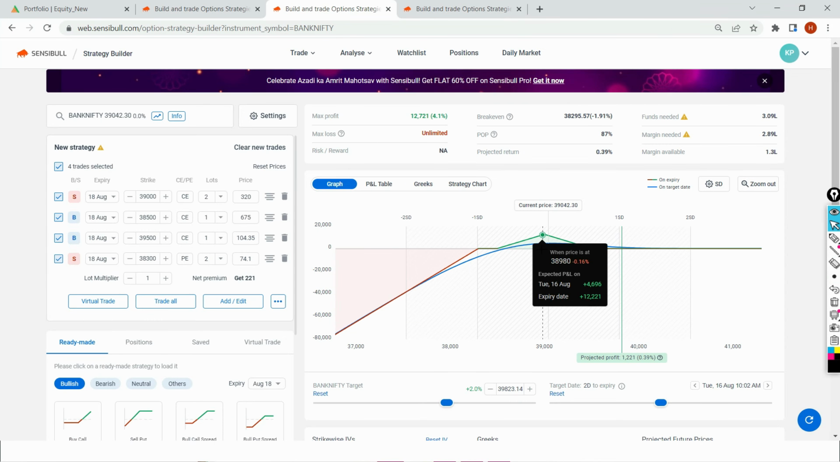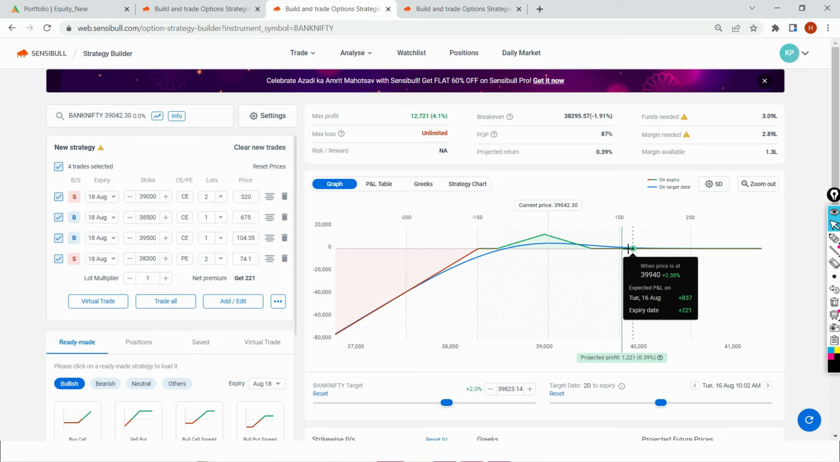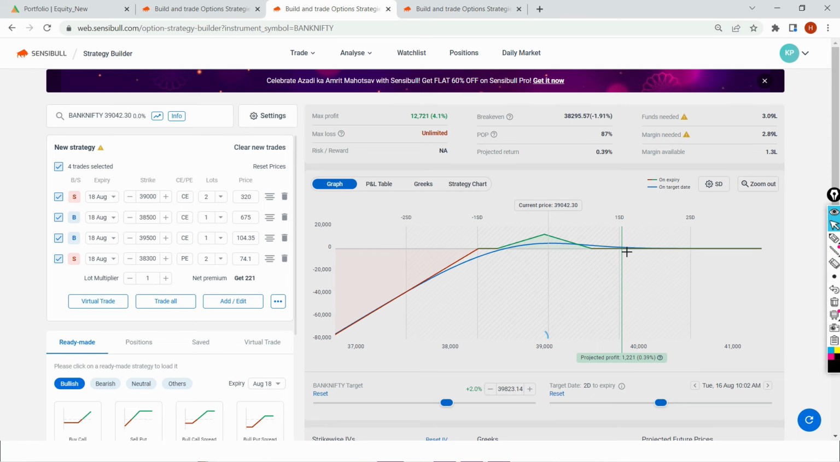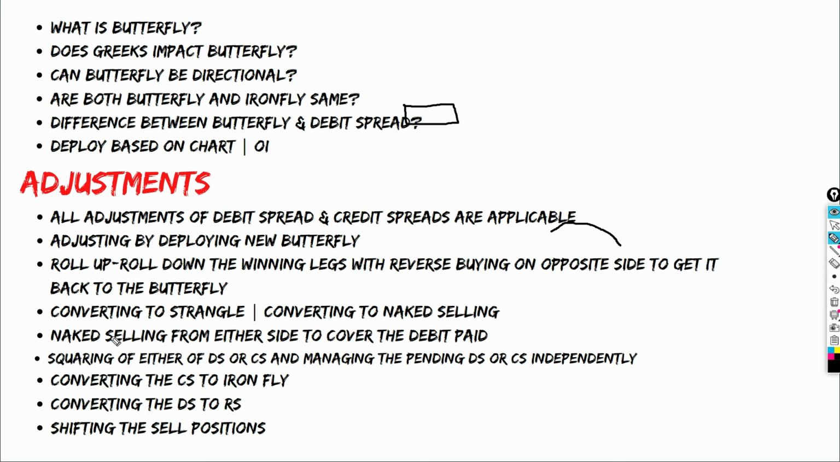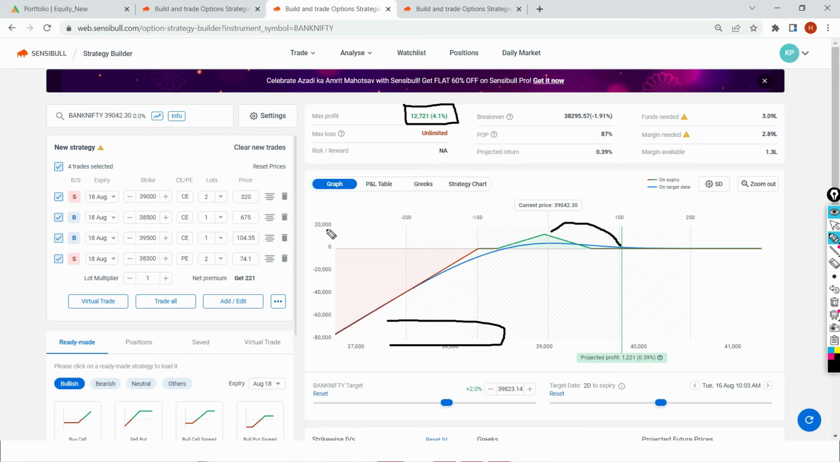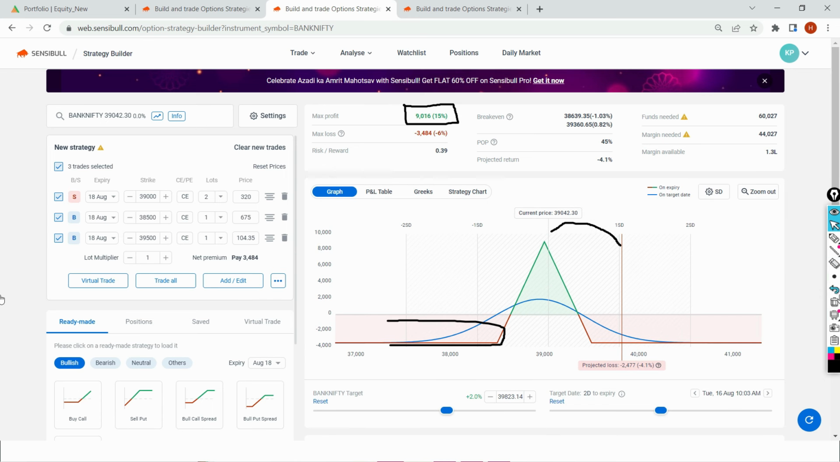Okay, simple. With the naked selling, from the opposite side also, you will be able to mitigate, just in case the market takes a reverse turn, a U-turn, you will still have the potential of getting 4% profit. Okay, this is just a trailer. I'll make all the adjustment videos. What did we discuss? Naked selling, from either side, to cover the extra debit, that's it. We have also discussed squaring off the DS or CS and managing the pending. What I mean to say is, your butterfly is the combination of one credit spread and one debit spread.